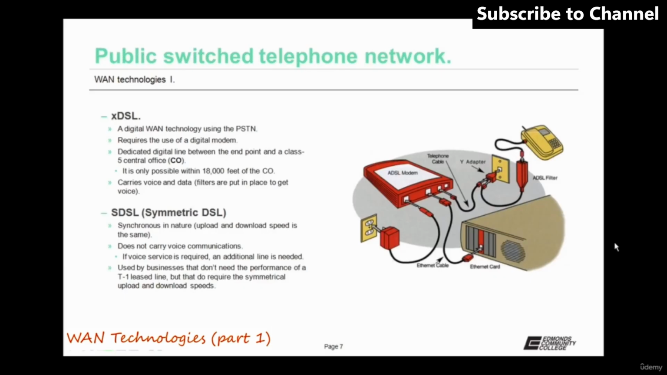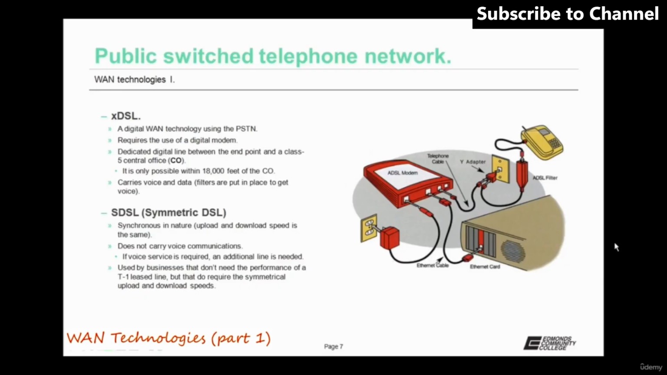Speaking about DSL, let's move on to it. XDSL is the term for generic DSL. DSL is a digital WAN technology that utilizes the PSTN. DSL does require the use of a digital modem. It uses a dedicated digital line between the endpoint and a Class 5 central office, or CO. Now, in order for the most basic forms of DSL to be installed, you have to be within 18,000 feet of the CO. DSL is capable of carrying voice and data.